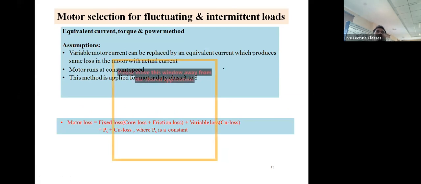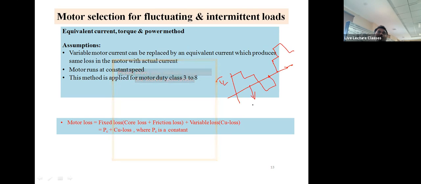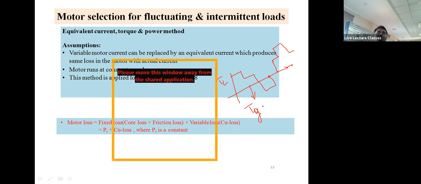So, motor selection for fluctuating and intermittent loads. How do you select a motor for these types of loads which are intermittent, like this? Any idea? See, this is the load torque, right? Load torque is given by the generated torque. The generated torque drives the load torque, right? Can I get some replies over here?